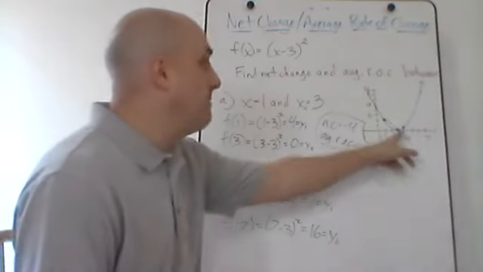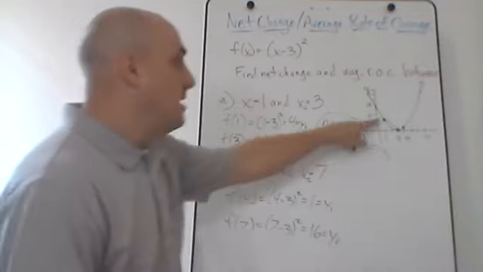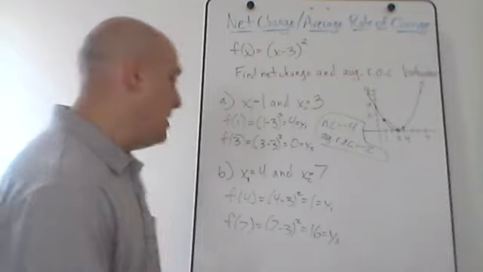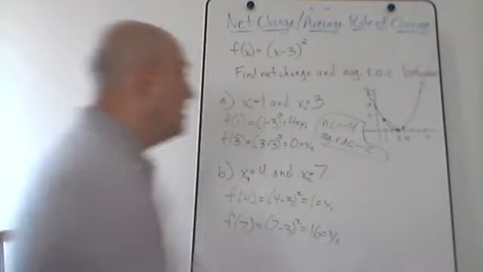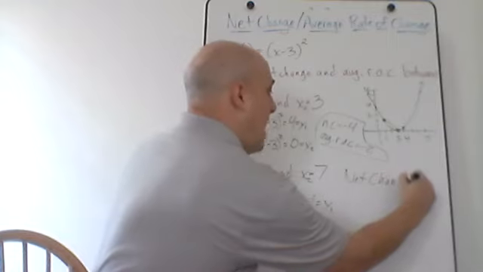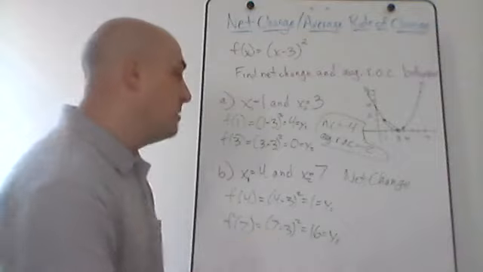You can see from the graph, from x equals 4 to x equals 7, the graph is changing in a different way than it changed between x equals 1 and x equals 3. So we're going to get different results for the net change and the average rate of change. All right, so net change. Remember, net change is just the difference in the output values. Graphically speaking, it's the difference between the y coordinates of those 2 points on the graph.